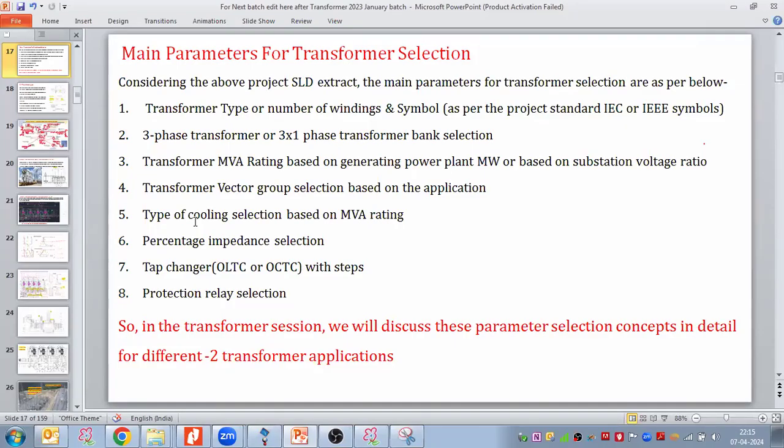and this cooling depends on the MVA rating. Based on that, we will discuss the cooling, and along with the cooling, we will discuss the losses as well. Taking the concept of the losses, we will discuss the transformer rating, and we will discuss the transformer derating as well. So a lot of things I have combined here for the transformer cooling.